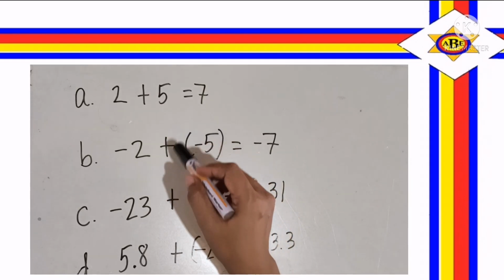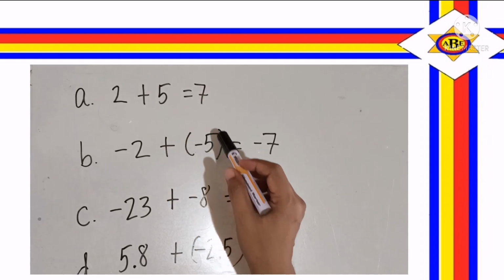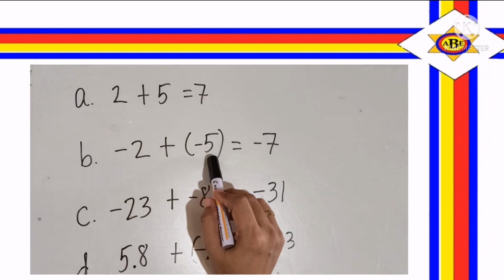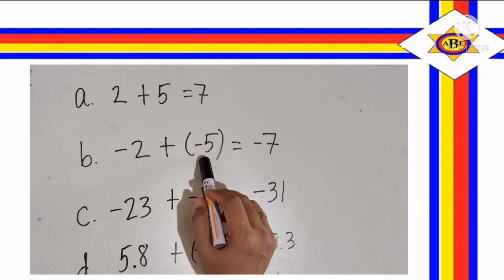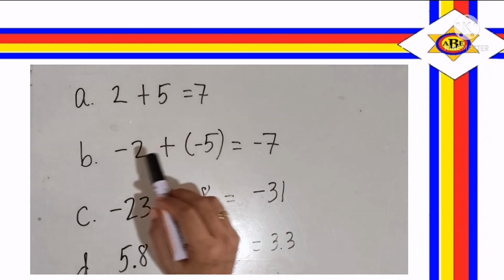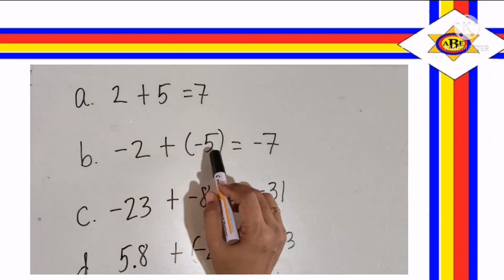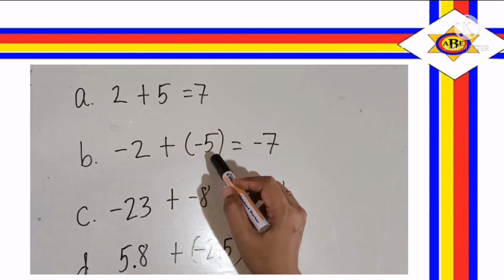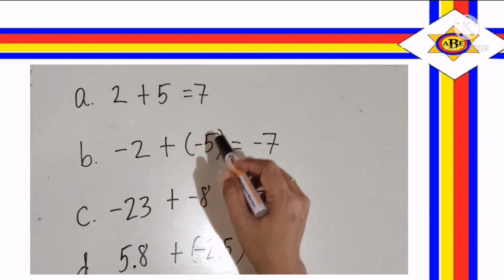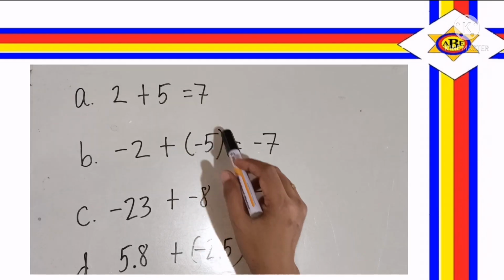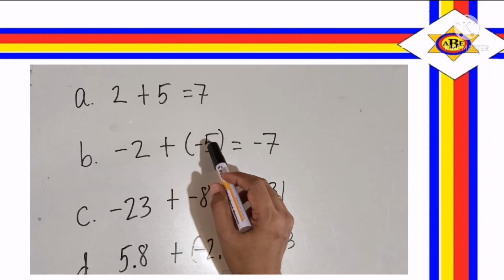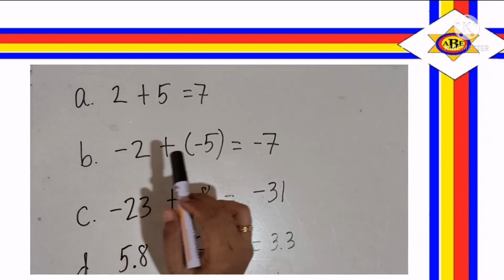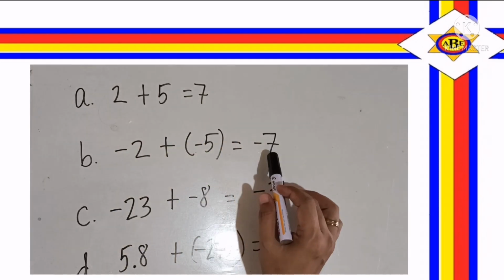On problem 2 or B, negative 2 plus negative 5. So we have here the brace, but of course, the brace doesn't matter here because they are both negative sign. So in that case, we copy the sign. Negative 2 plus negative 5, negative 7. So we just disregard the brace here. We don't change the sign of negative 5. Okay? So they are all negative. Negative 2 plus negative 5, negative 7.